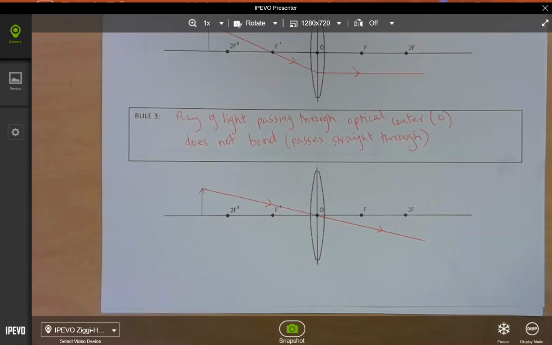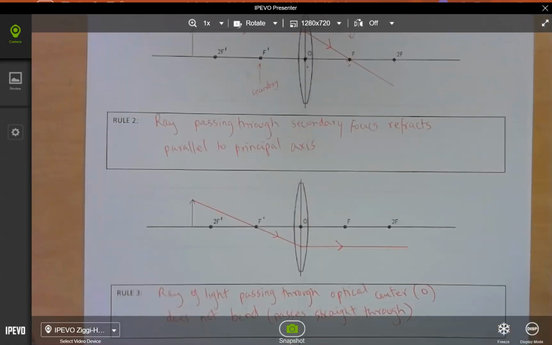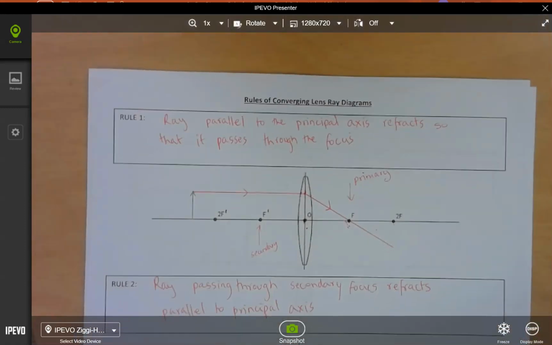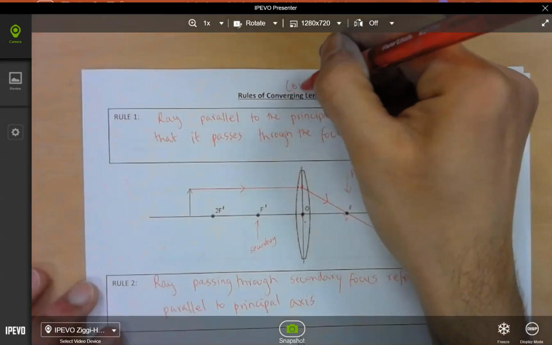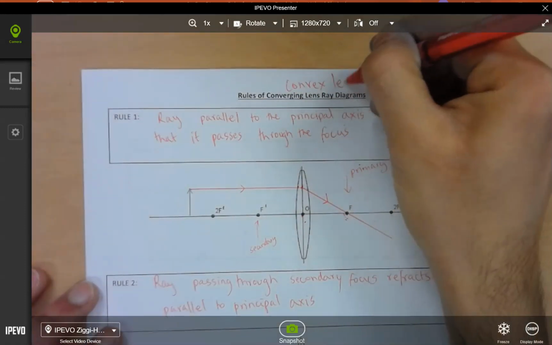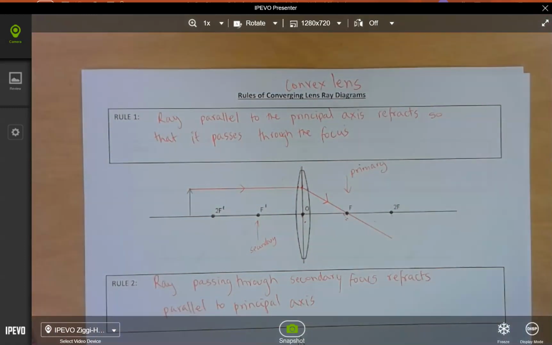Okay, and we'll remember these are for convex mirrors, right? Converging mirrors. These are ray diagrams for converging lens, which are... I keep saying mirrors, I'm sorry. Convex lenses. There's a converging lens.